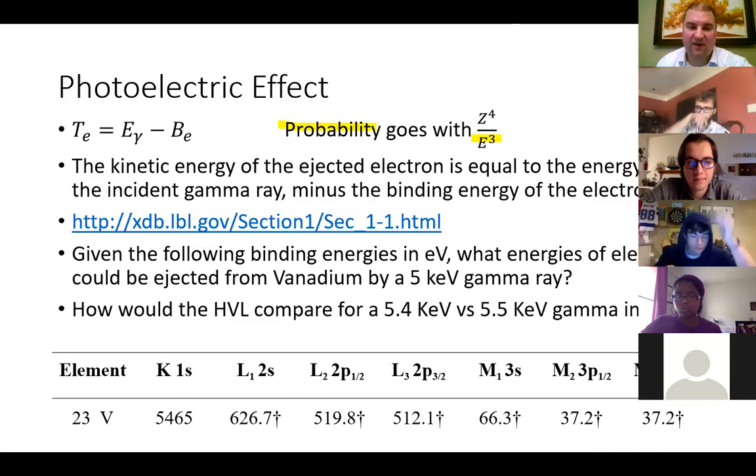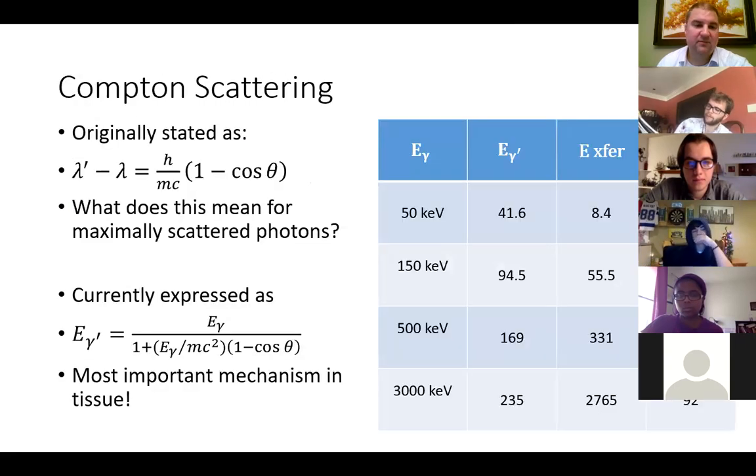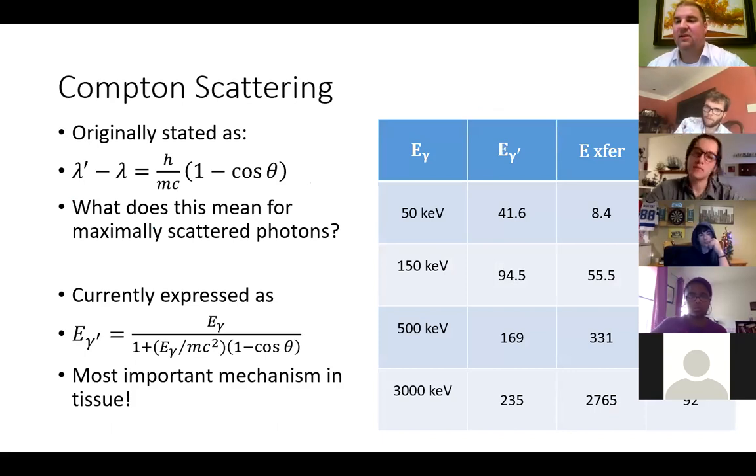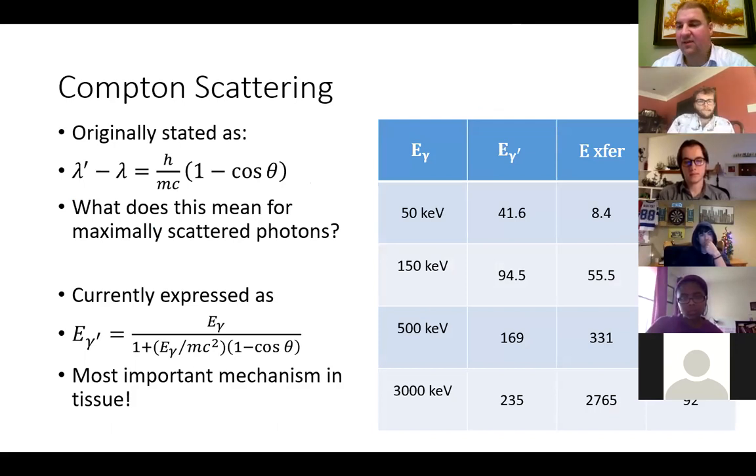So photoelectric effect, the big thing to keep in mind is the probability. Higher Z, lower energy, more probable photoelectric effect, okay? Compton scattering was originally stated in terms of wavelengths. So the wavelength of the scattered photon minus the wavelength of the original photon was proportional in some way to the scattering angle.